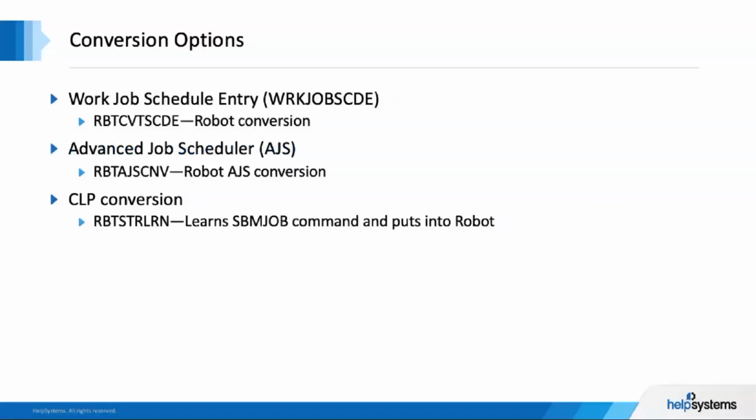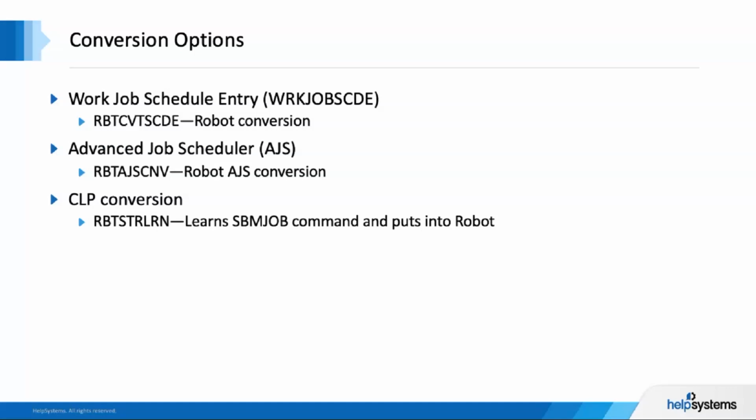So there are several conversion options that we have for you today. If you're using Work Job Schedule Entry, we have a command called Robot Convert Schedule Entry. And we've been running that for years. It's well documented. It can bring all those jobs into our database. Same is true with Advanced Job Scheduler, AJS. We can take and read those jobs in and bring them in. And sometimes we have customers that are running both.